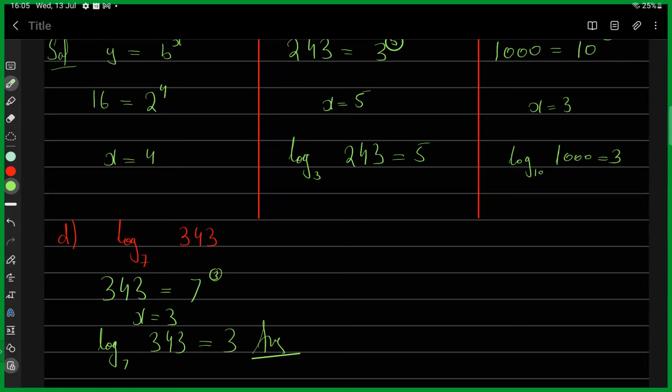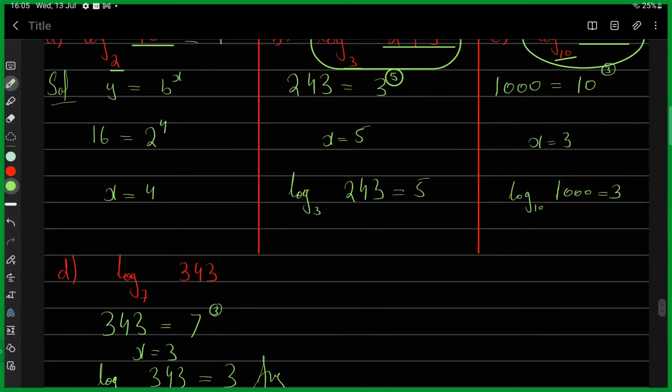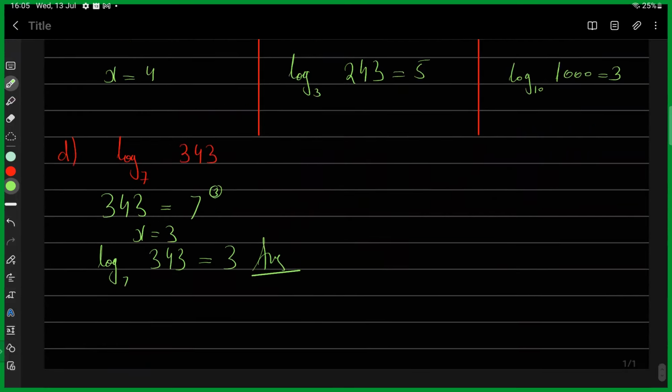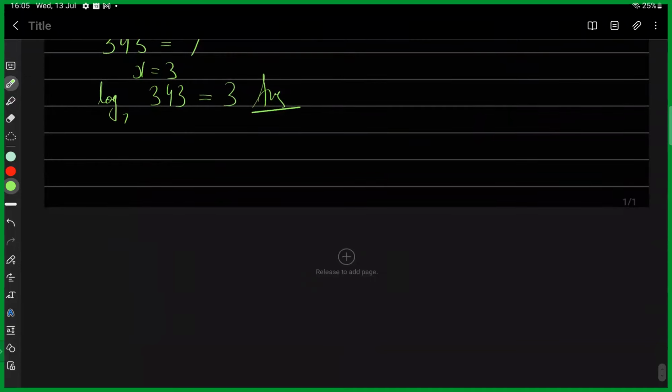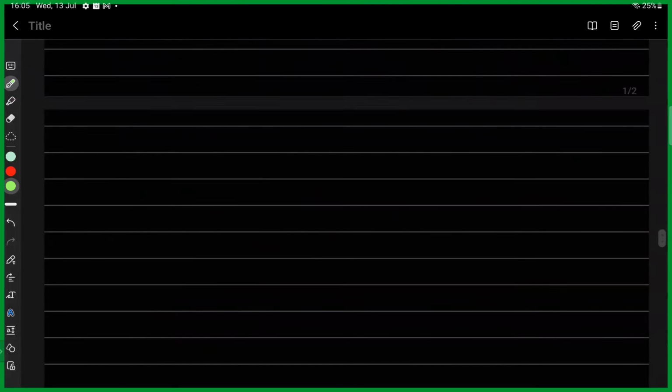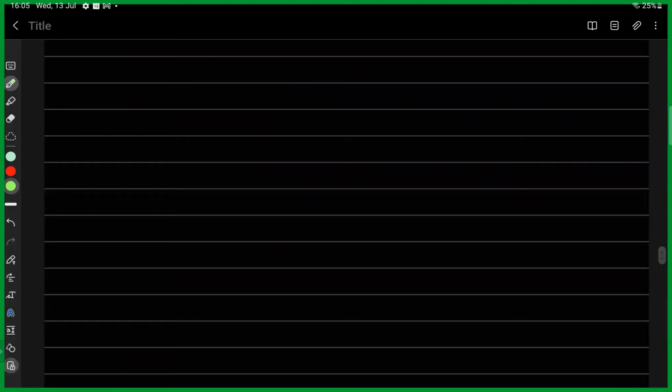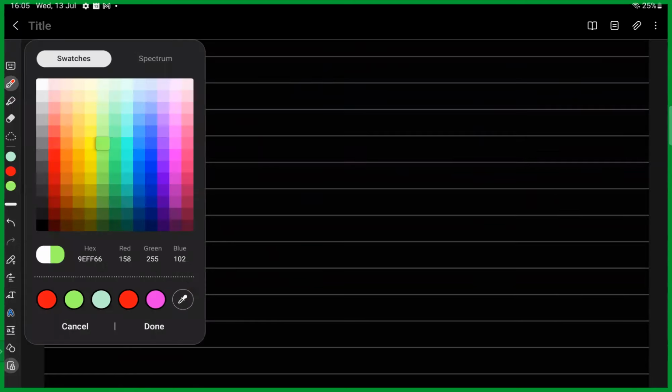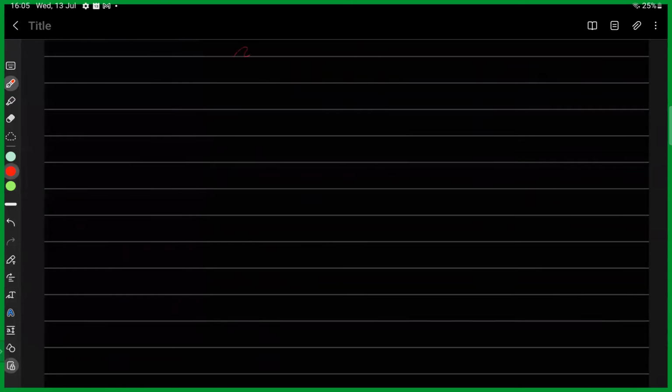And this was the first type of question that the examiner can ask, right? Let's talk about some more types just so we get clear with the idea. Okay, now we will be practicing some more questions over here. So let me again just make some lines.